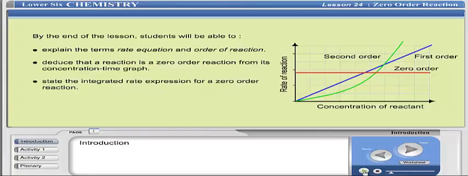By the end of the lesson, the students will be able to explain the terms rate equation and order of reaction, deduce that a reaction is a zero-order reaction from its concentration time graph, and state the integrated rate expression for a zero-order reaction.